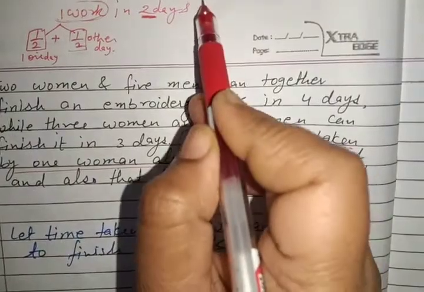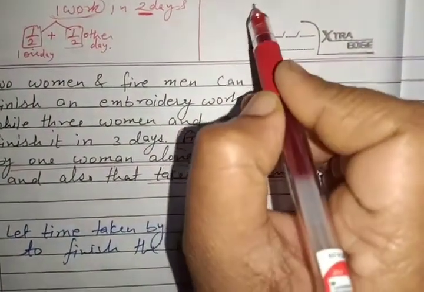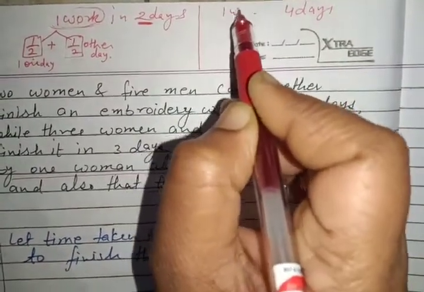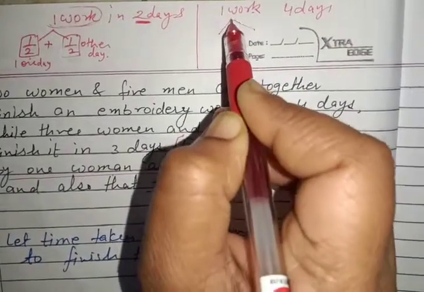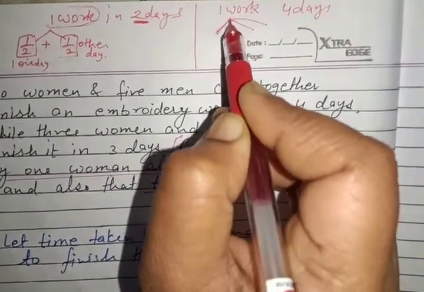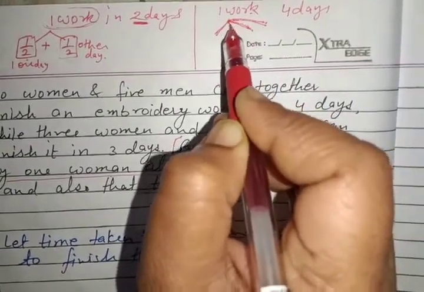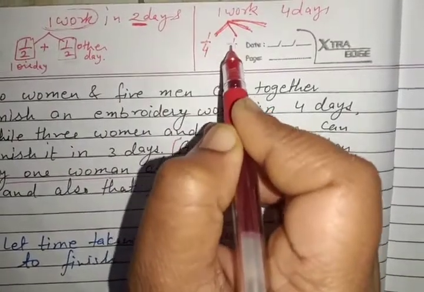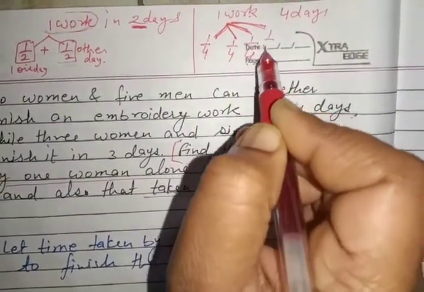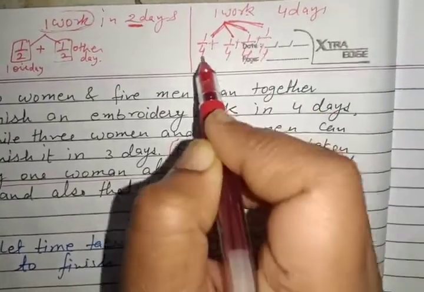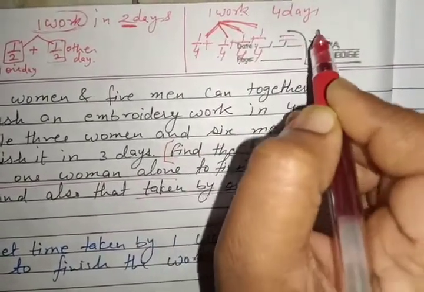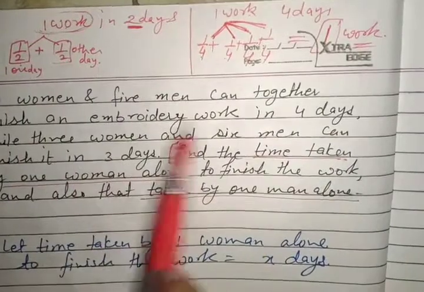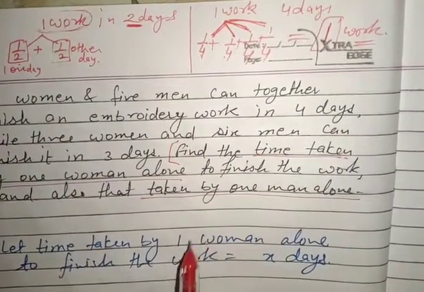One more example I take to explain the same concept. Suppose we need to complete the work in 4 days: first day, second day, third day and fourth day. So how much should be completed in one day? 1/4 should be completed in one day. 1/4, 1/4 and 1/4. If you add 1/4 plus 1/4 plus 1/4 plus 1/4, it will become one complete work. This is the thing: whenever there is a question of work done and time taken, we reciprocate.